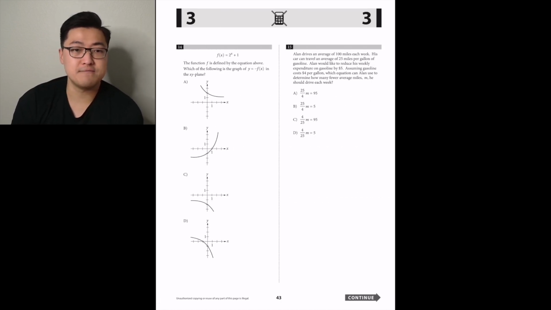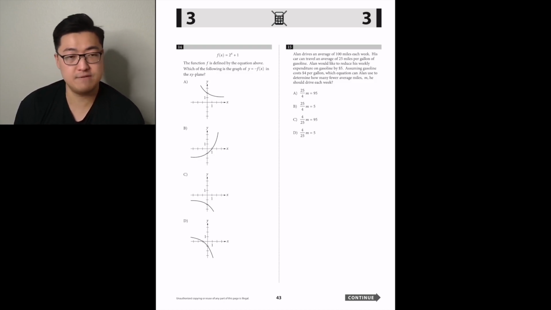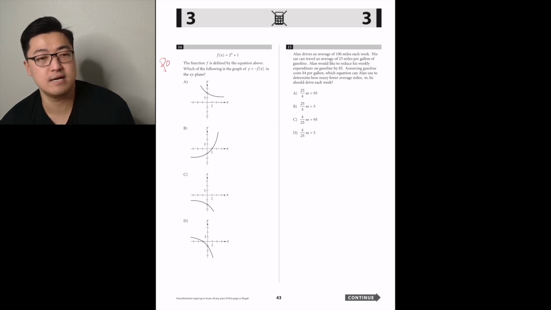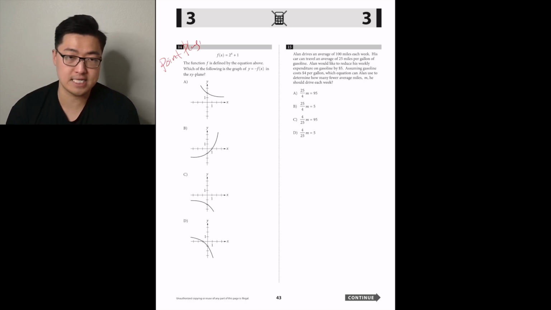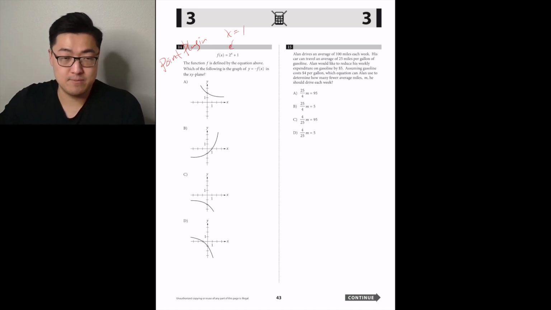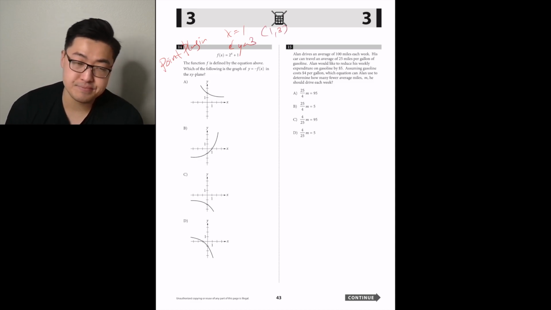The function f is defined by the equation above. Which of the following is the graph of y equals negative f of x in the xy plane? So let's figure out what a point would be on the normal graph first. I'm going to plug in a value for x, like 1, for example. If x is 1, in f of x equals 2 to the x plus 1, that's 2 to the 1 plus 1. So when x is 1, f of 1 is 3.